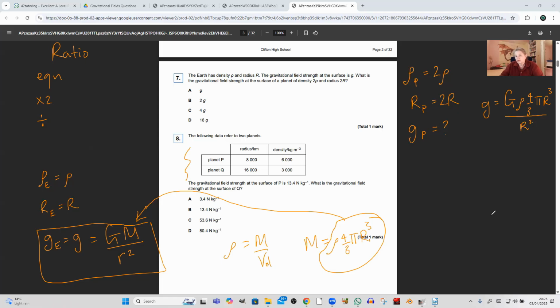Then 2 of those cancels with 2 of those, and you end up with our equation becoming 4/3 G rho pi r. Now there's our equation. So we've done step 1. The next thing we've got to do is apply it twice. I'm going to change my colour. So I'm going to do it for Earth.